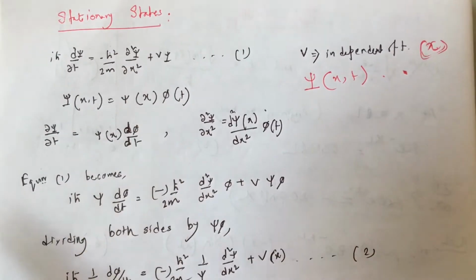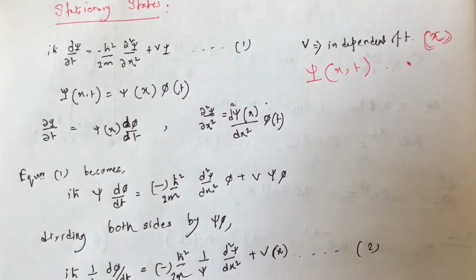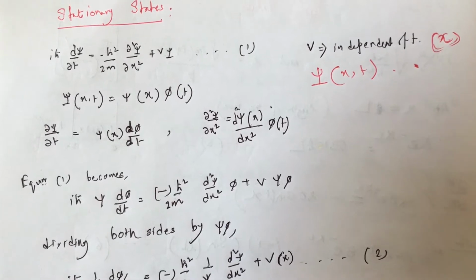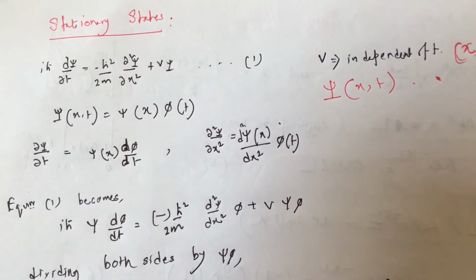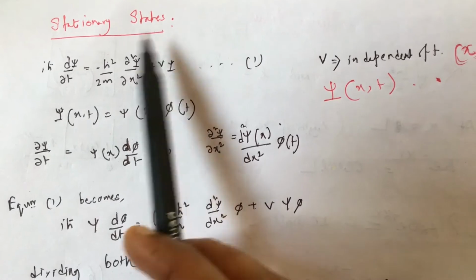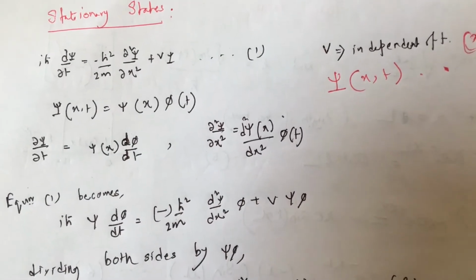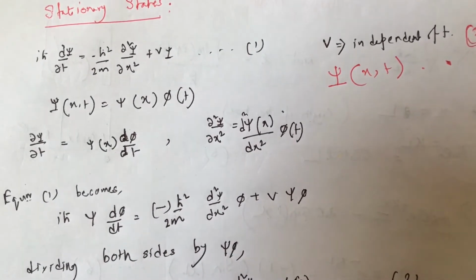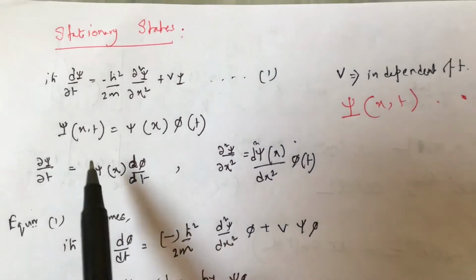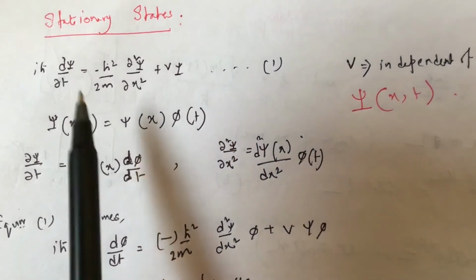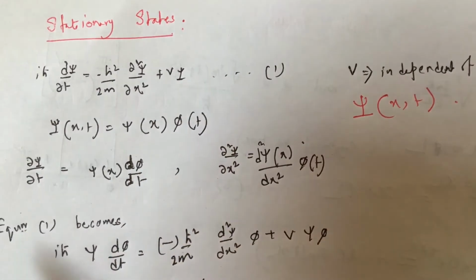Before I proceed further with the Schrödinger equation and solve it for different physical problems, let me discuss a few things. First one is stationary states. These states are very much important. I'm coming into that. Why is it important, what are the advantages of having stationary states, and what is actually meant by stationary states.